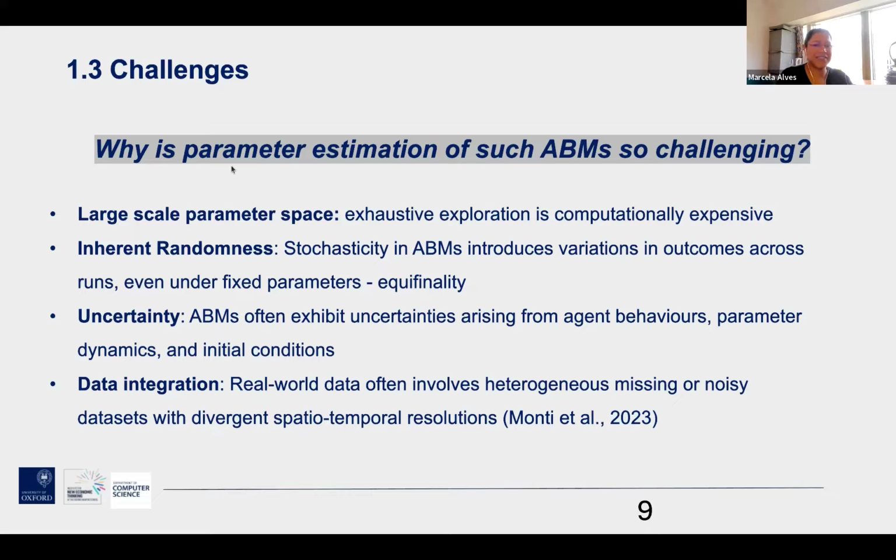There is also the uncertainty, right? We really depend on how the agent behavior will impact the outcome, how the parameters impact the outcome, and very importantly, what the initial conditions of the ABM were. And real data integration, which is something surprisingly recent, which is trying to align what those models do with real world data. And then just imagine the crazy amount of data shapes we have.